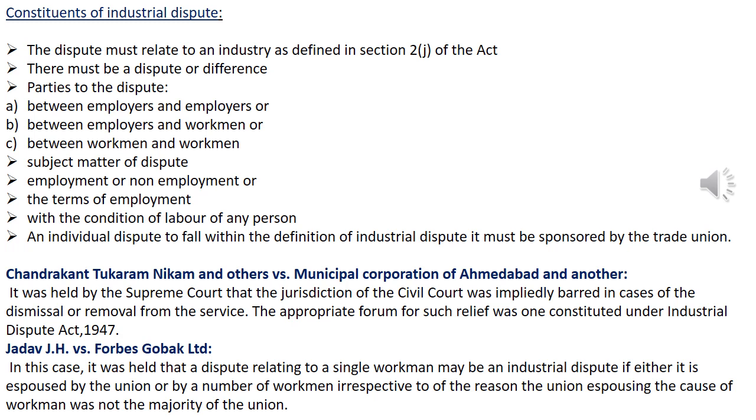In this case, it was held that the dispute relating to a single workman may be an industrial dispute if it is espoused by the union or a number of workmen, irrespective of the reason the union espousing the cause of the workman was not the majority of the union. So, an individual dispute becomes an industrial dispute when it is supported by the trade union.